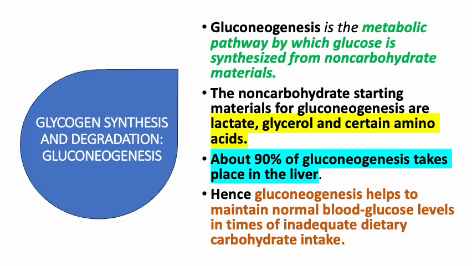Now, about 90% of gluconeogenesis takes place in the liver. Hence, gluconeogenesis helps to maintain normal blood glucose levels in times of inadequate dietary carbohydrate intake such as between meals. So this is what maintains our normal blood glucose levels when we are not eating.